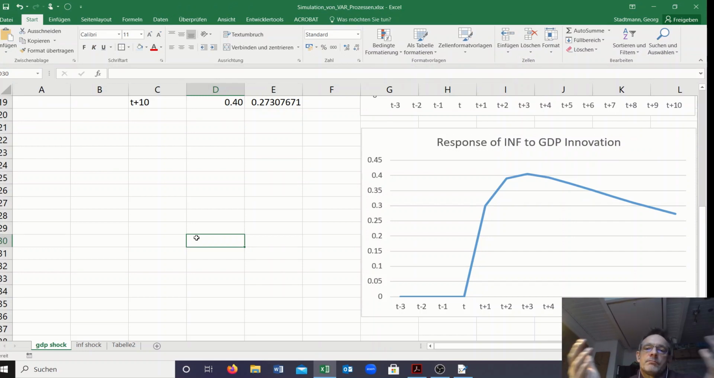Of course, we are done with part A, scenario A. What will be the next part? The next part will be that we are looking at one inflation shock, but a GDP shock is analyzed here.